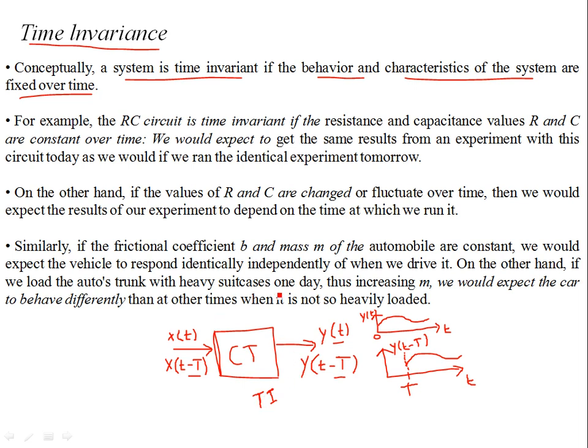So conceptually, let's try to understand. Let's take a few examples, intuitively. For example, let's consider an RC circuit. A physical RC circuit is time invariant if the resistance and capacitance values of R and C are constant over time. What does it mean? It means that if you excite the same circuit with a certain input, you're going to get the same results. So we would expect the same results from an experiment with this circuit today as we would if we ran the identical experiment tomorrow.